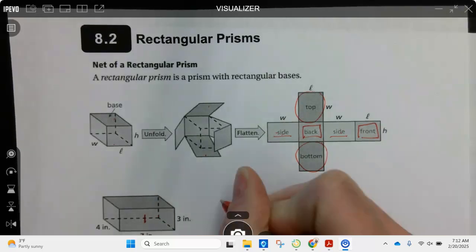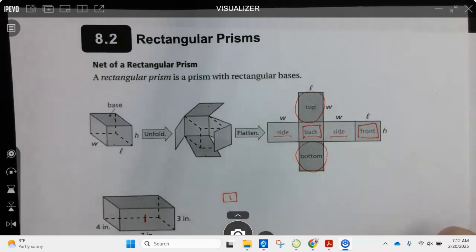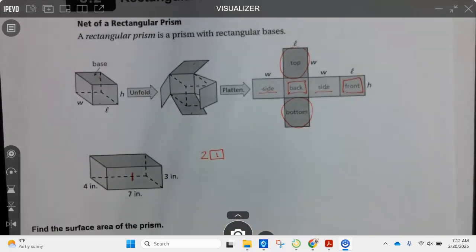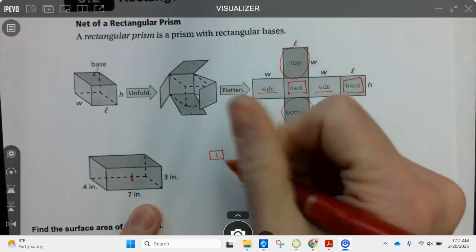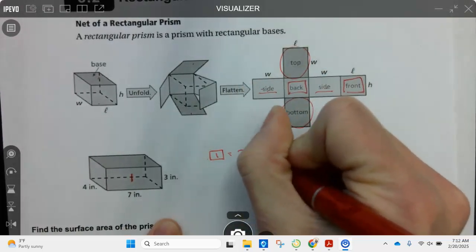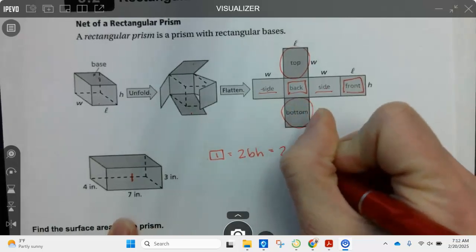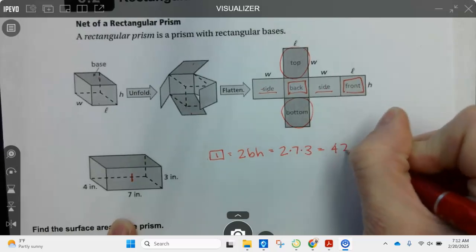I'm going to call this rectangle number 1 right here. And it's also the back face. So I'm going to put a 2 over here because we have 2 of them. So the formula is we have 2 of them, base times height, because it's a rectangle. So here it would be 2 times 7 times 3, which would give us 42.